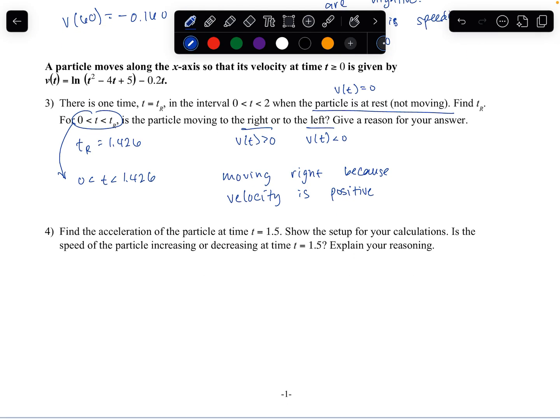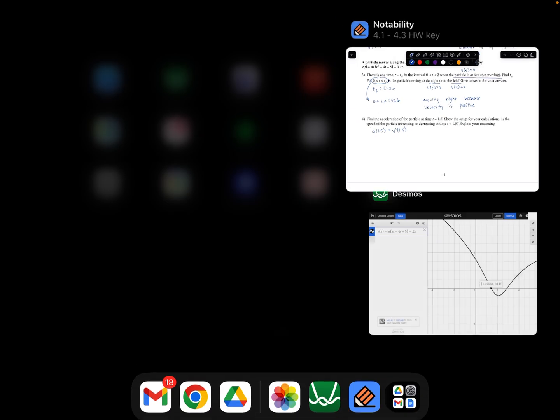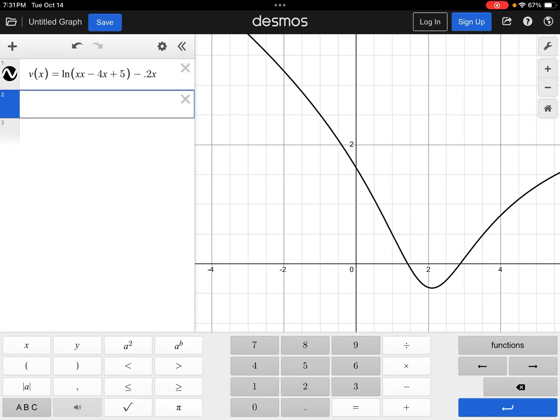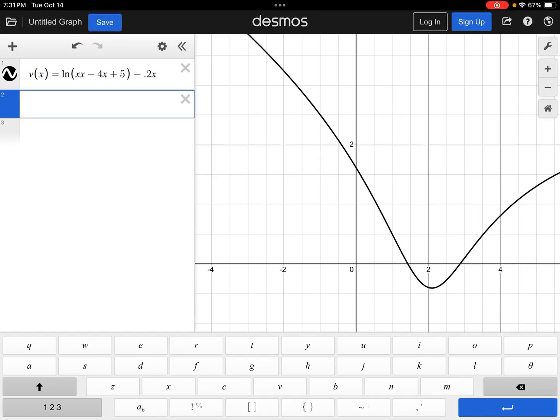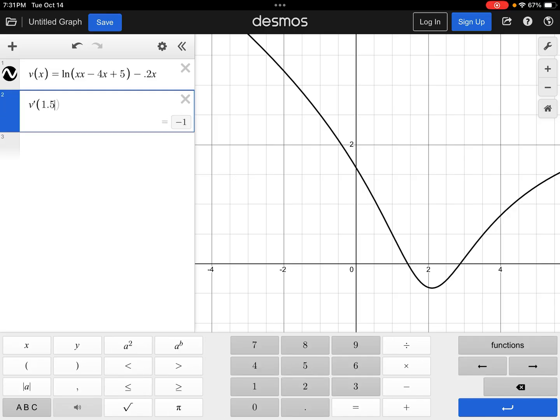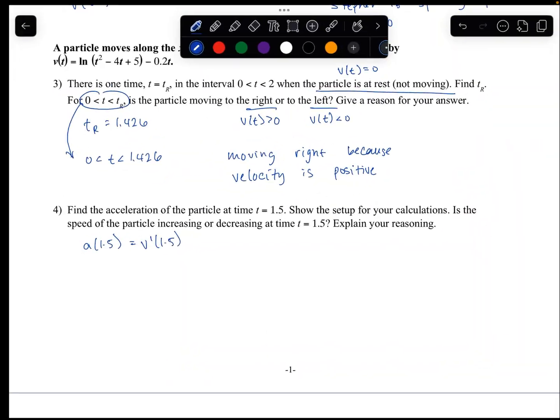And for part 4, we're going to find the acceleration of the particle at t equals 1.5. So we want a of 1.5. A of 1.5 is going to be v prime of 1.5. So go in here, and now we want the acceleration at 1.5. So I'm going to say v prime of 1.5, and I get that that's equal to -1.